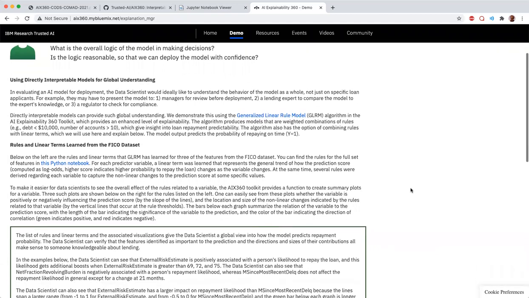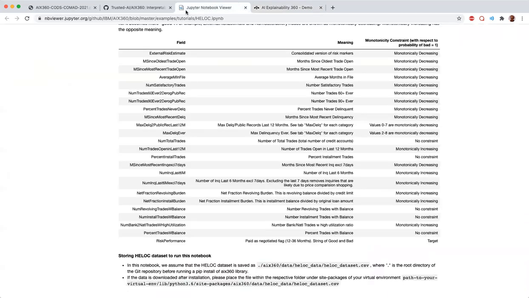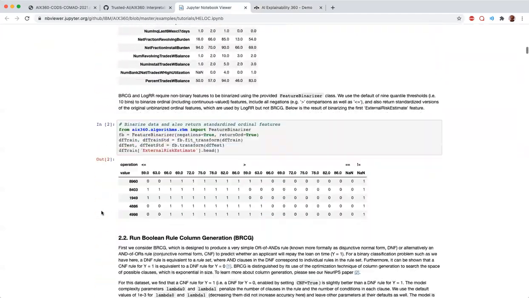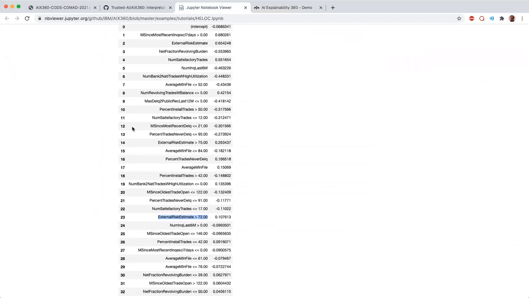So one of the explainers in AIX 360 is called a generalized linear rule model. This explainer essentially gives you a weighted combination of rules which jointly predict the score of a customer. For example, if you take a look at the FICO data set, then here are some of the rules that the model has actually learned. Each of these rules is weighted by a coefficient.